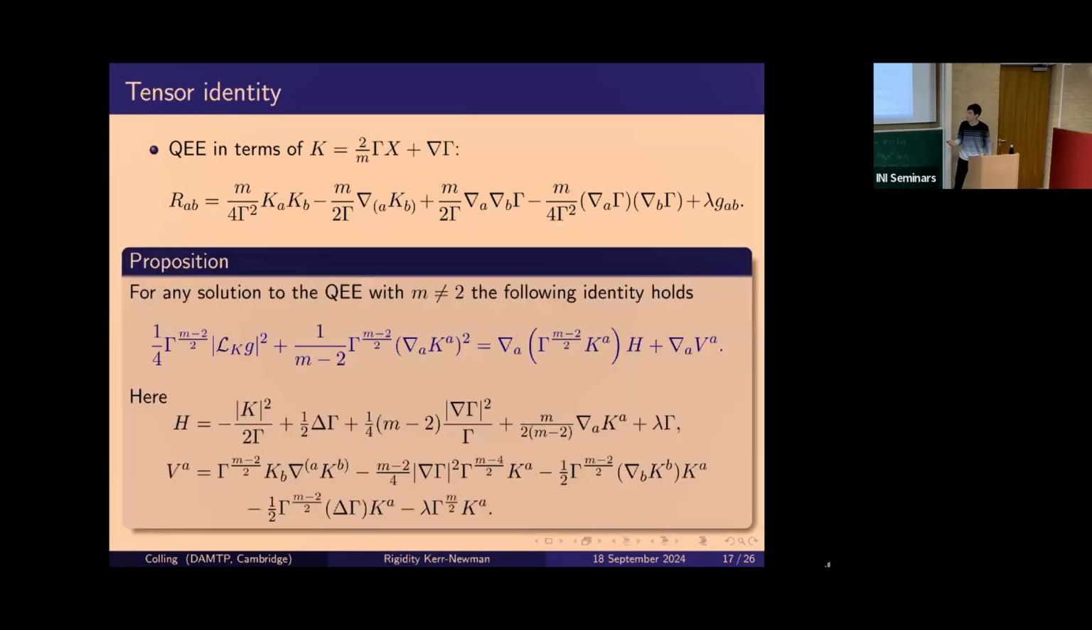Given some appropriate restriction on m, for example m bigger than 2, this left-hand side will be non-negative. Recall that gamma is strictly positive. On the right-hand side, we have a total divergence, and a bunch of terms proportional not to the divergence of k, but to the divergence of gamma to some power times k. So the trick will be to now fix gamma such that not k is divergence free, but this power of gamma times k is divergence free. Then we're in business again, and we can integrate and find out that k has to be killing. Of course, this h and v are complicated expressions that don't matter at this point.